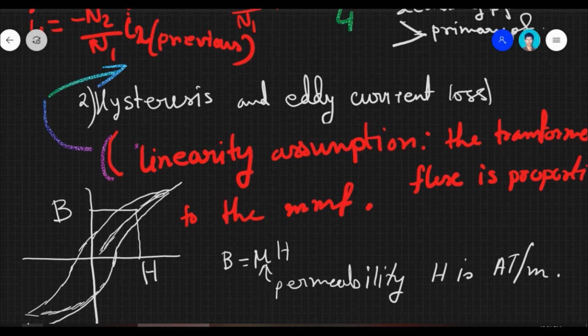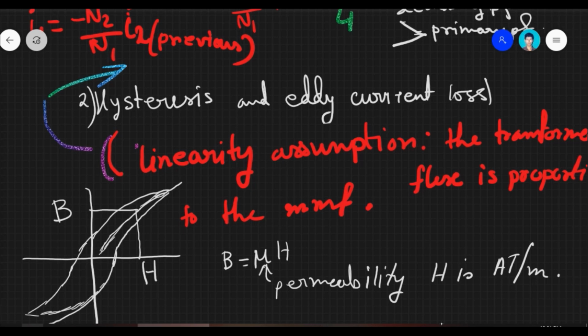It is not exactly MMF, but as you can see, it is ampere turn per meter, so it is directly proportional to MMF. And B is the flux density. So of course, if you increase the value of flux and your core size remains constant, then your flux density will also become very high.